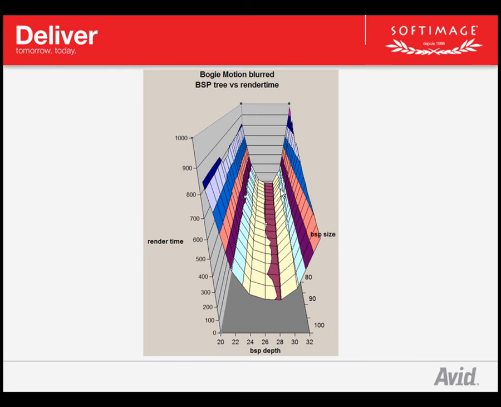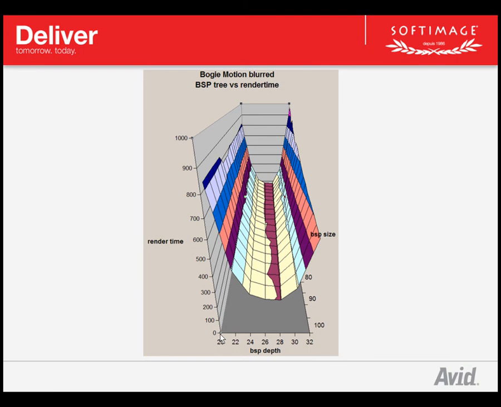That's why the BSP tree tuning has to be done in the final conditions. If you tune your BSP tree while motion blur is deactivated, that's not a good thing, because if your final render is going to have motion blur, then your BSP tree should be tuned with motion blur enabled and with the shutter properly set, because a shutter of 0.1 and a shutter of 1 will create a different BSP tree structure.